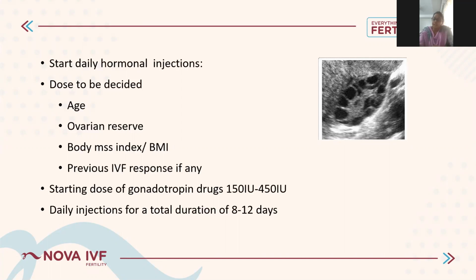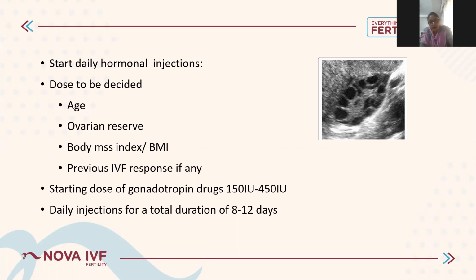So once the scan and investigations are done, semen is frozen. Now from day 2 or day 3, the injections begin. The female partner has to take daily injections for around 8 to 10 days. The dose of the injection is decided depending upon the age, the ovarian reserve, as I have told already, the weight of the patient, and the previous IVF response if she has had any. Doses usually vary from 150 to 450 international units. And as I said, daily injections for 8 to 12 days are taken.